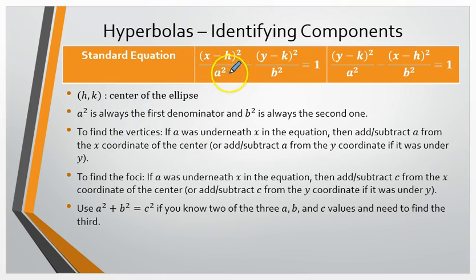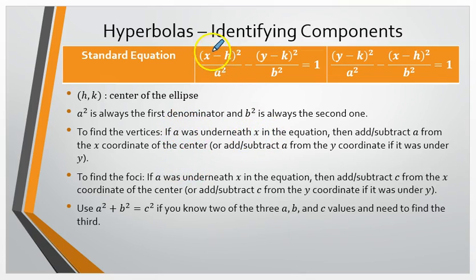It should be that positive denominator. Whether it's underneath x or y will change though. If it's underneath x, that's how we'll know that it's a left and right hyperbola. If it's y that comes first, if a is underneath y, then that's how we'll know it's an up and down hyperbola.